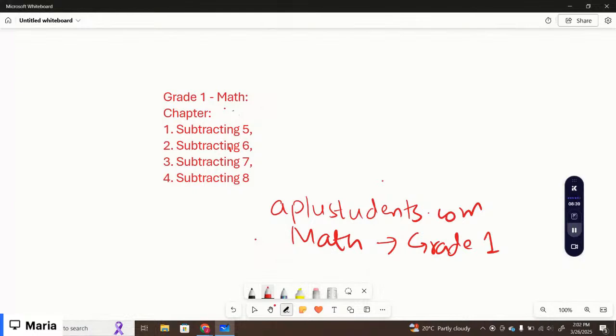We're going to start with the chapter Subtraction Skill Builders. And the lessons we're going to cover today are subtracting 5, subtracting 6, subtracting 7, and subtracting 8. So please make sure you have your notebook and pencil so that you can note down the important examples and definitions as well.